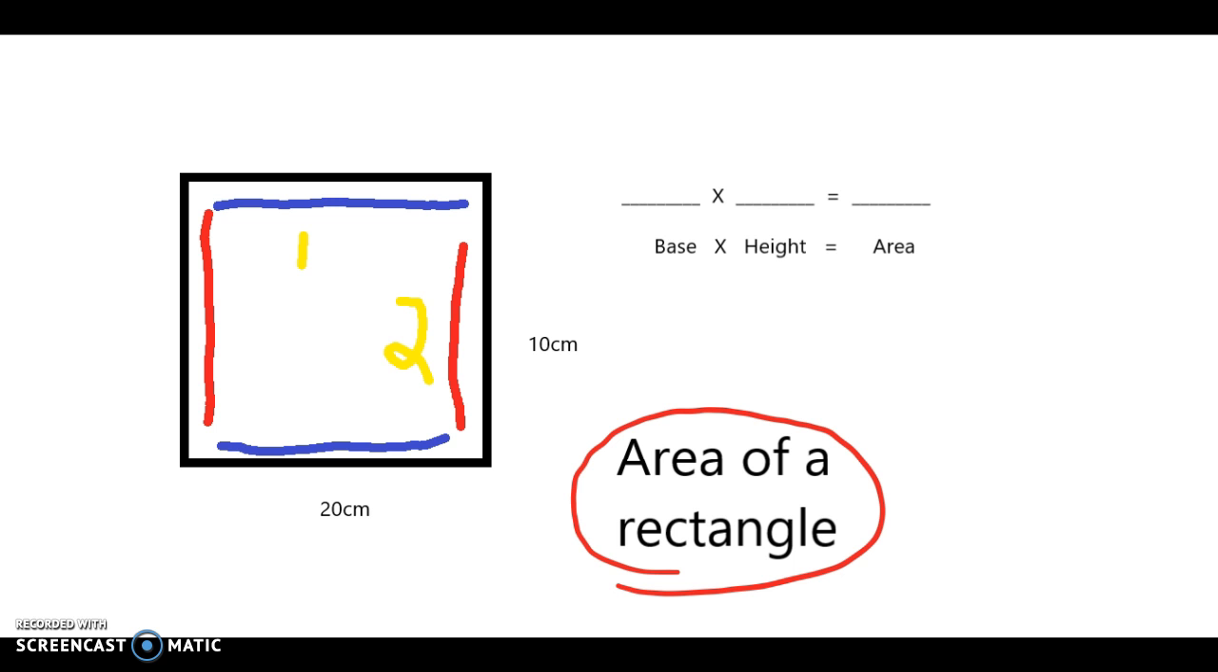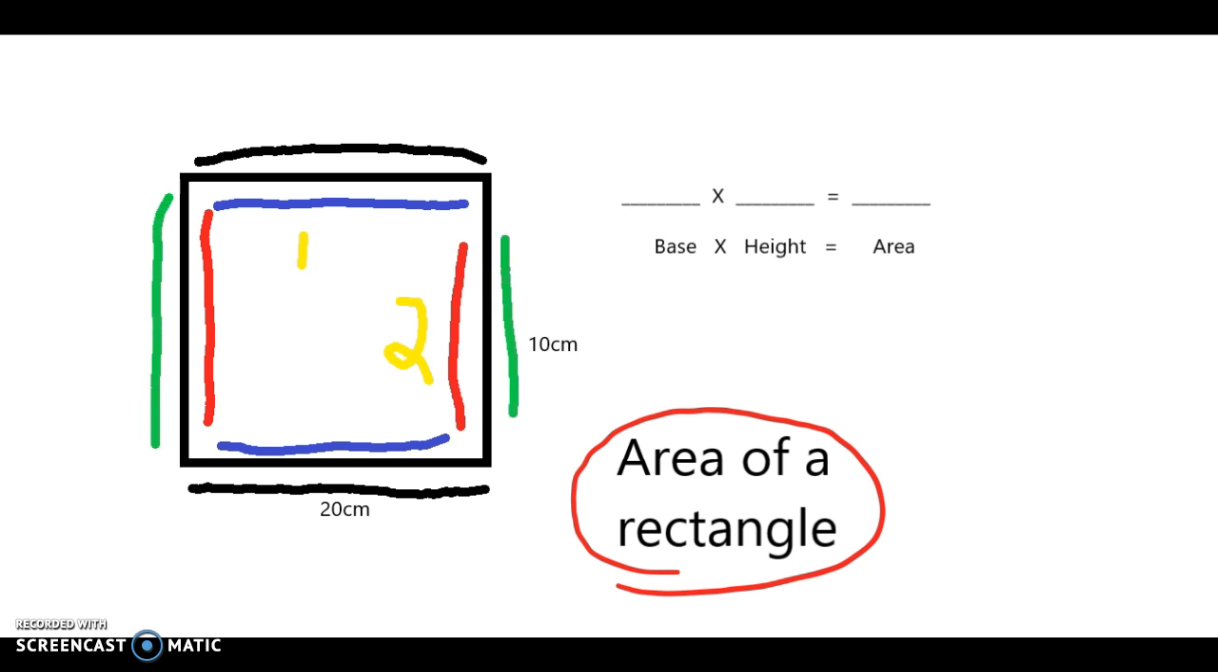Okay? Now, we're finding out the area of a rectangle. So to find the area of a rectangle, what do we do? First, we measure off the base and the width, or the height, excuse me. Now the base can be the bottom or the top, and the height is going to be either side on a rectangle. So in this case, we measured it out, and it came to be 20 centimeters for the base.